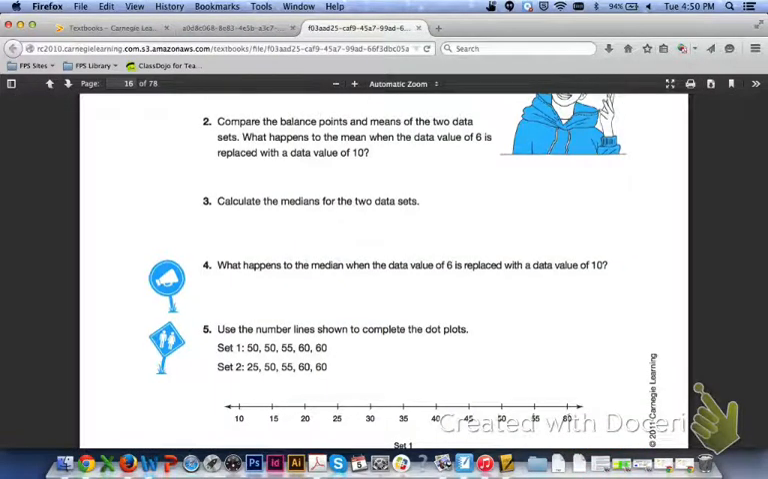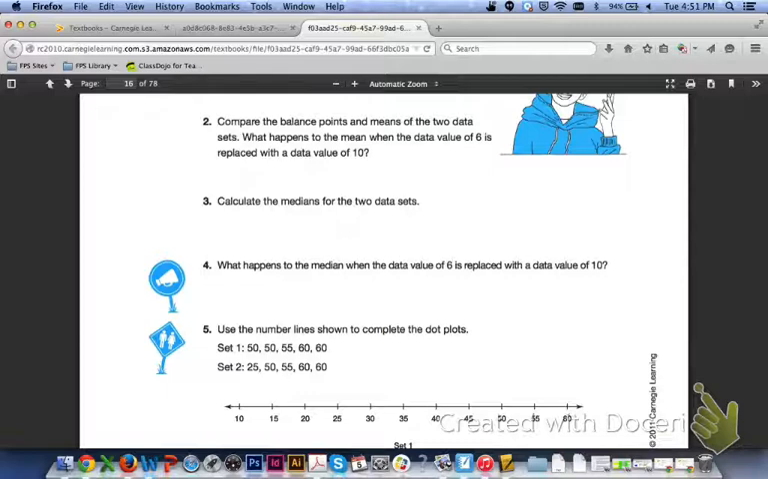So question 2 says compare the balance points and means of the two data sets. What happens to the mean when the data value of 6 is replaced with the data value of 10? So if we think back to those two problems, the mean for the first problem was what, and then the mean for the second graph was what. Okay, so what happened to the mean when that data value of 6 is replaced with 10? Go ahead and answer that now. When you're done, unpause the video.